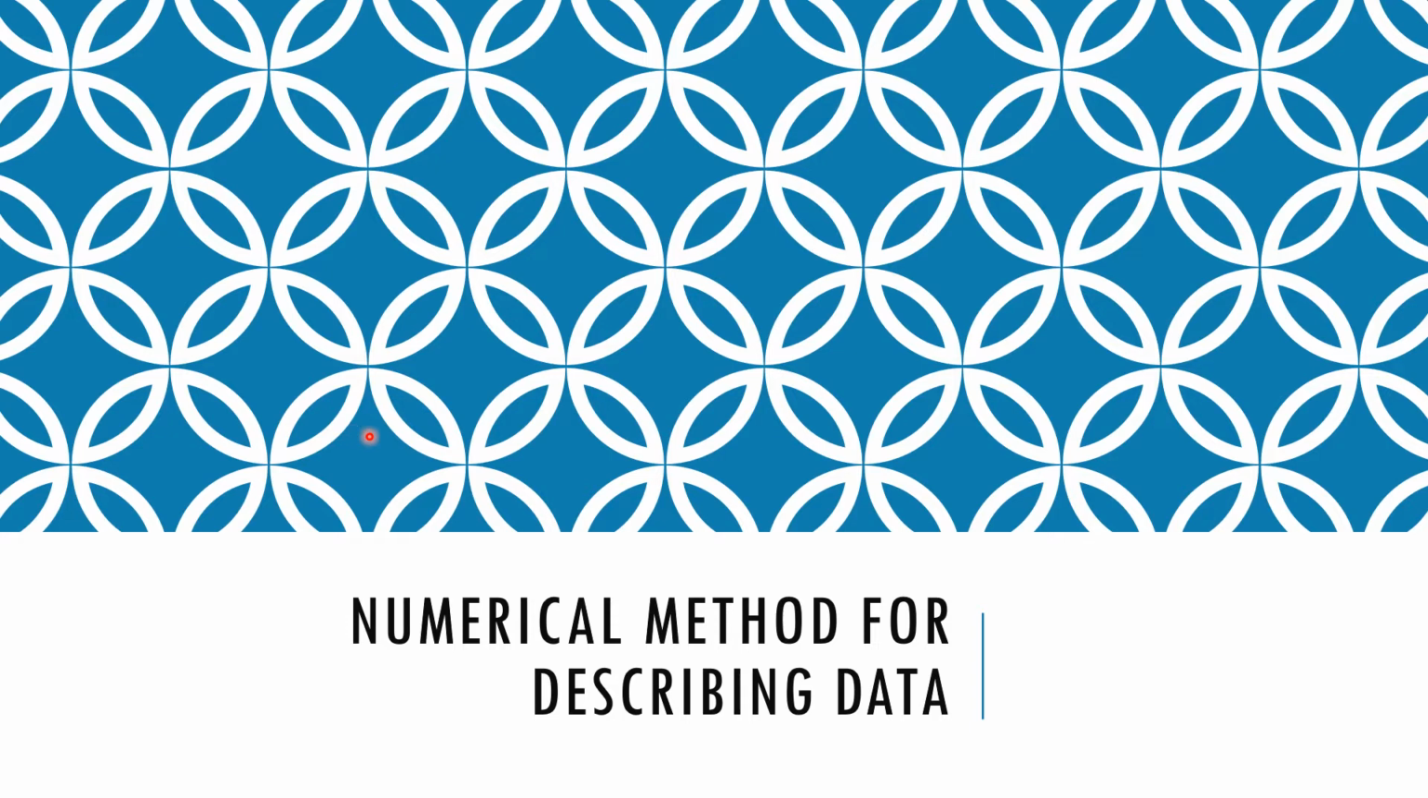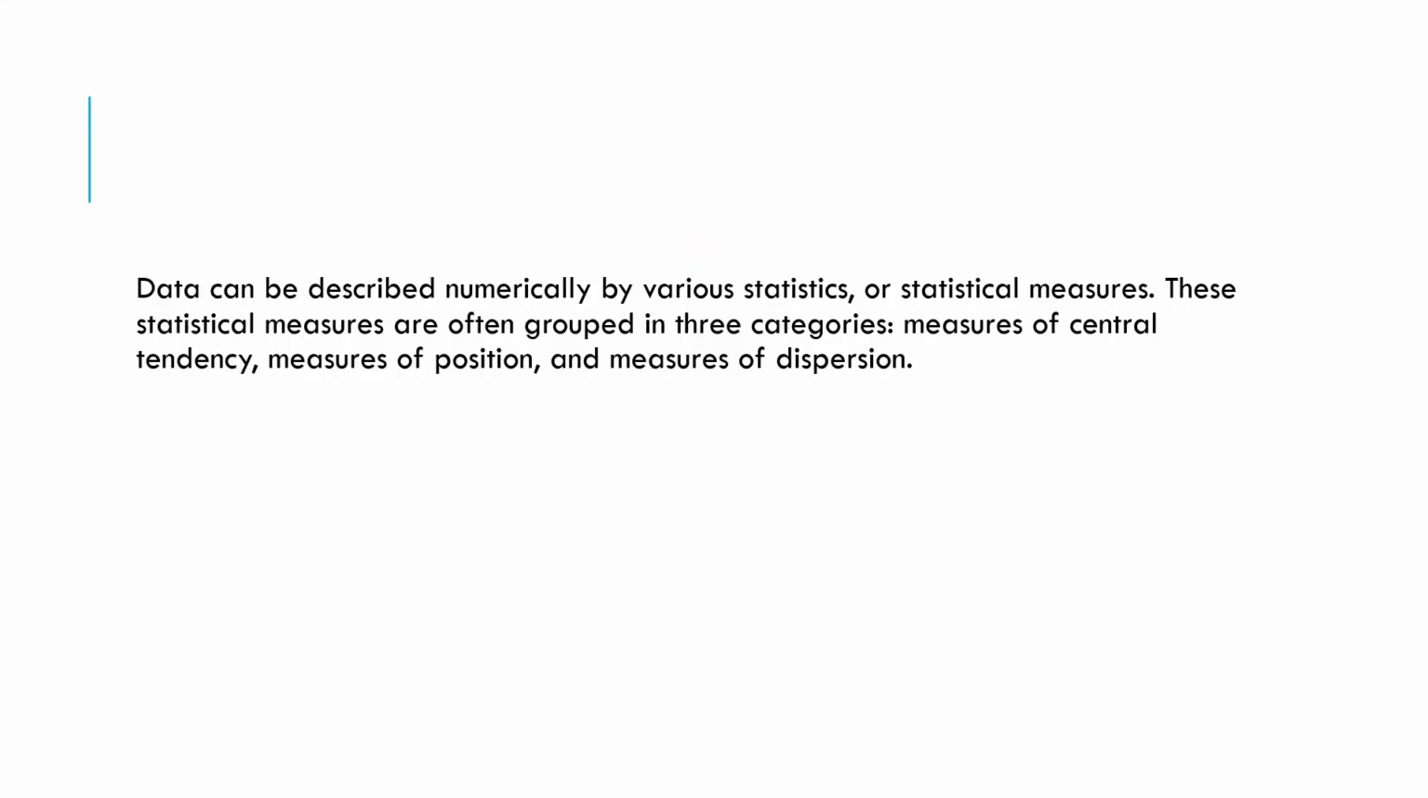In this video, we are going to discuss numerical methods for describing data. Data can be described numerically by various statistics or statistical measures. These statistical measures are often grouped in three categories: measures of central tendency, measures of position, and measures of dispersion.